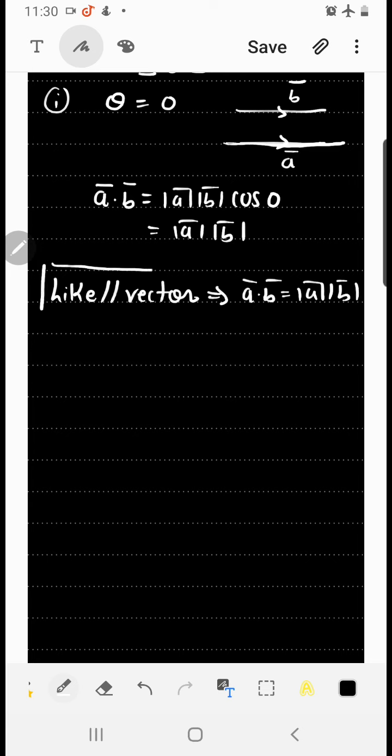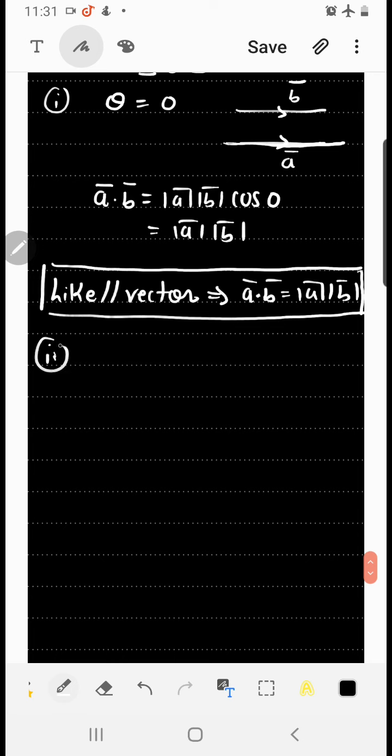So if in a sum I say show that the vectors are like parallel, what will you do? You will take A bar, take B bar, perform its dot product, find the magnitudes, multiply them, and if it comes out to be the same, it is called like parallel vectors. So I repeat, what is the condition for like parallel vectors? Mod of A into mod of B.